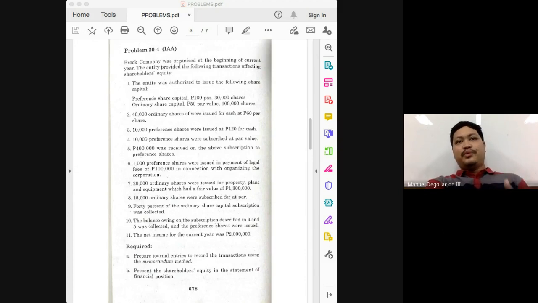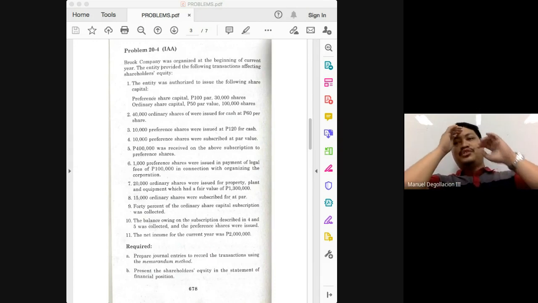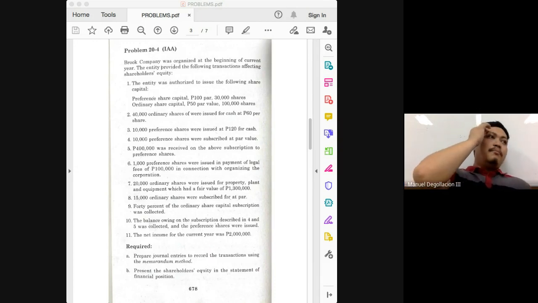How much was the issue price? 60. How much is the par value? 50. So for each share, there is an extra 10 pesos. 10 pesos times 40,000 shares, you will also get 400,000. Now, another important theory, class: you cannot issue shares below their par value.